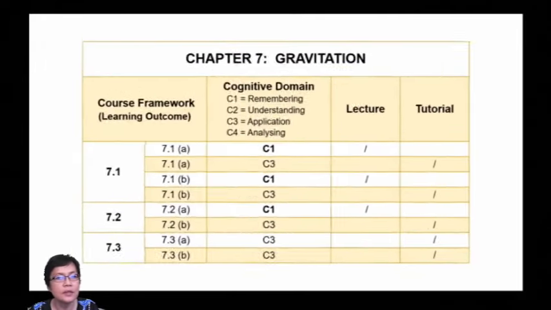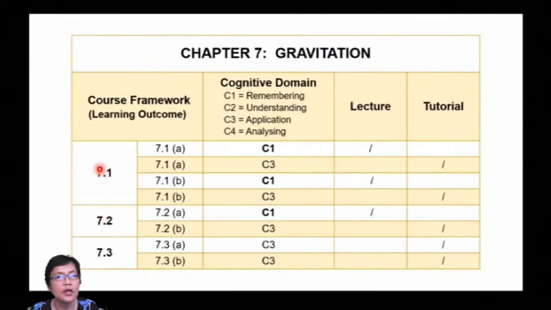Let us look at the course framework. As you can see in this table, there are 3 subtopics in chapter 7. They are 7.1, 7.2 and 7.3. For this lecture, we will only focus on 7.1a, 7.1b and 7.2a.